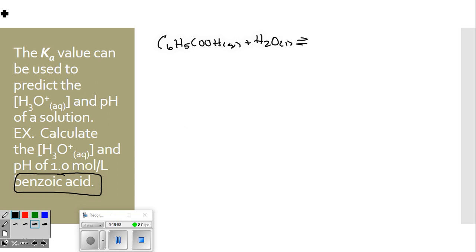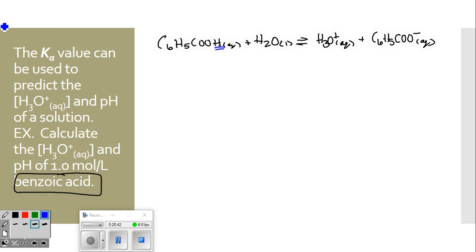When it reacts with water, I get hydronium, and in this case, C6H5COO negative. Now, maybe you're saying to yourself, how would I have known that? How would I have known that C6H5COO negative is the thing that I get? Well, remember, you're always taking a hydrogen away from the acid when you make the products. And if you look in your data booklet, it shows you for every acid in there, the acid and the conjugate base, so the thing that you get. So if you don't know, maybe check there, but all you're doing is moving a hydrogen.